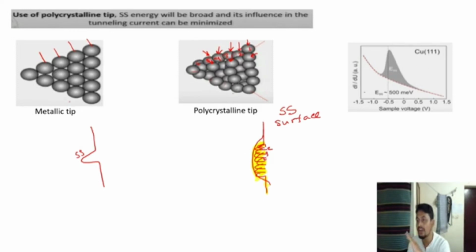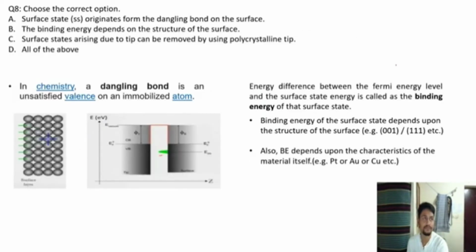Now this is a typical, practical example. In the case of copper 111, you can see that at negative 0.5, like 500 milli electron volt, we are getting the surface state. So now, using a polycrystalline tip or silver or gold in the very nearby Fermi region, one can get rid of the surface state of the tip. So whatever information we are getting is due to the surface itself, and we can get clear information about that.